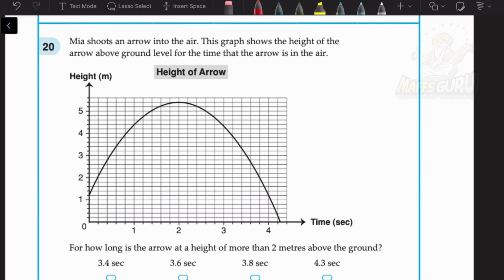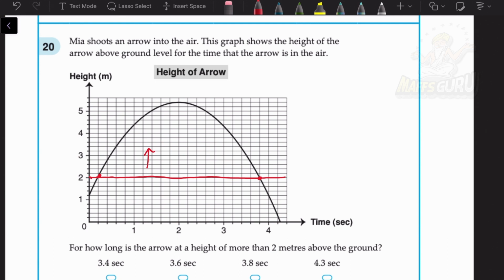Mia shoots an arrow into the air. This graph shows the height of the arrow above ground level for the time that the arrow is in the air. Okie dokie. For how long is the arrow at a height of more than 2 meters above the ground? So what I'm actually going to do is draw a horizontal line as accurately as I possibly can. And then I'm going to read off. So everything above that line means that the arrow is above.